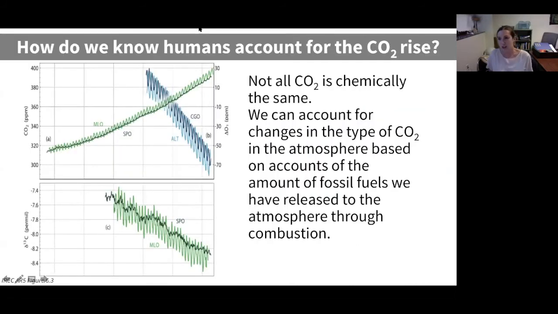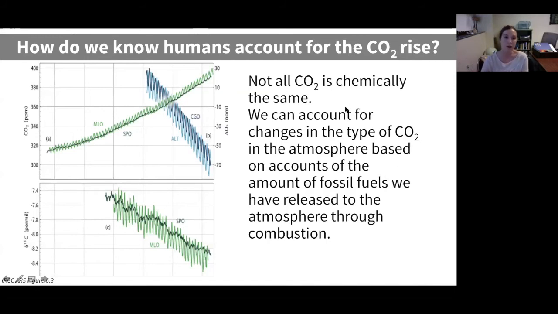So another question I get sometimes is, how do we know actually that humans account for the rise in CO2? Now, aside from the fact that we know that we've been burning fossil fuels and that should generate CO2, we can actually detect the chemical fingerprint of the fact that this CO2 comes from human activity.